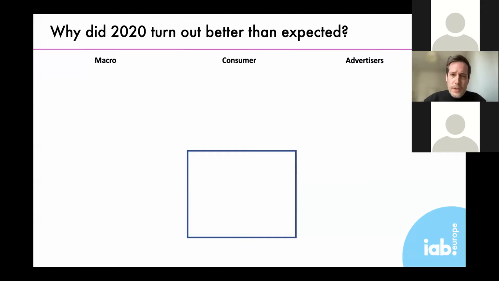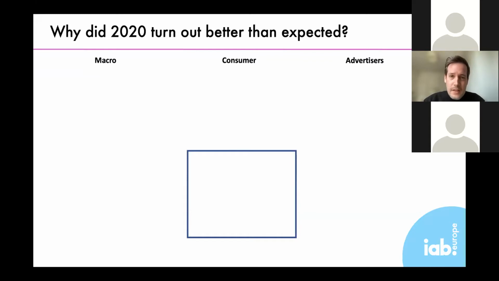Why did this year, 2020, in digital advertising turn out better than expected? Now, there are three buckets in this. There's the macro environment, consumer behavior, and also how advertisers have been using digital media during this time.